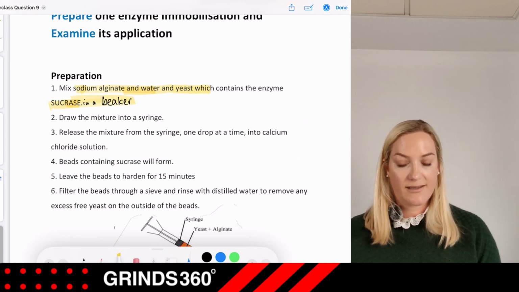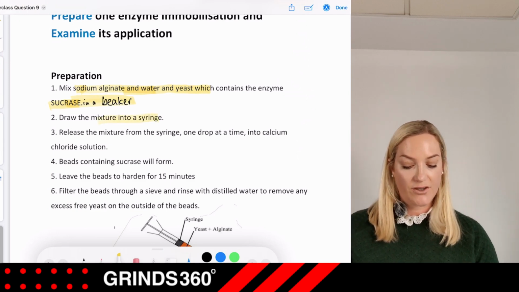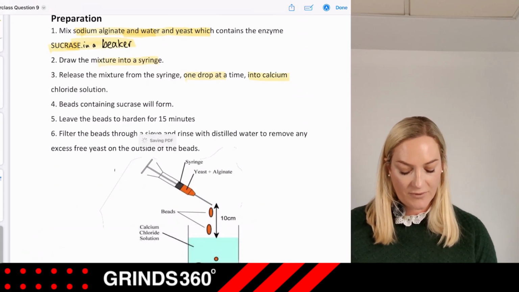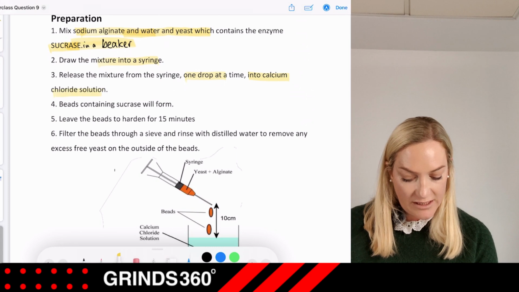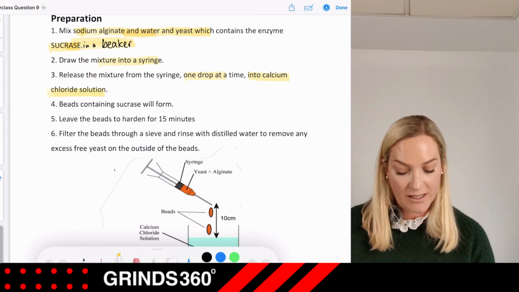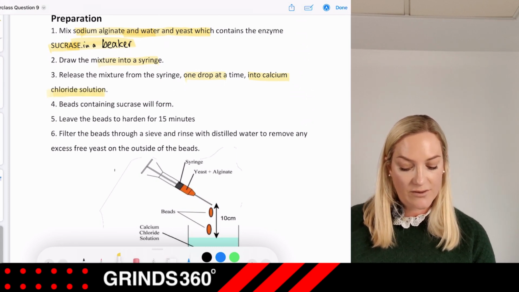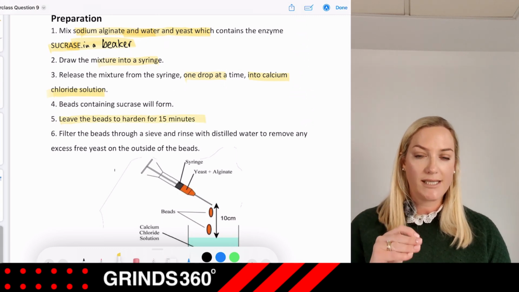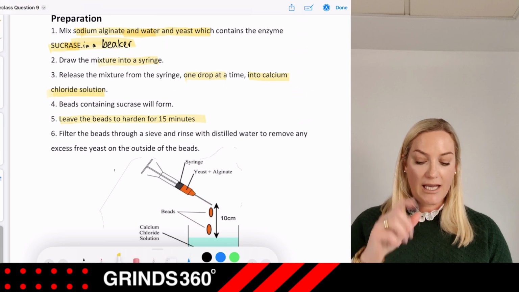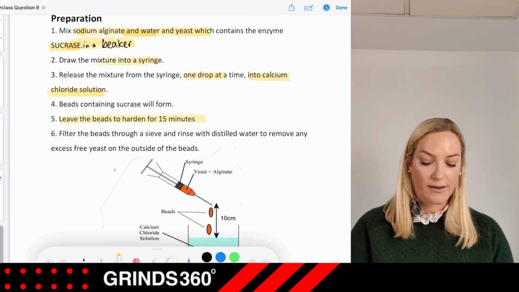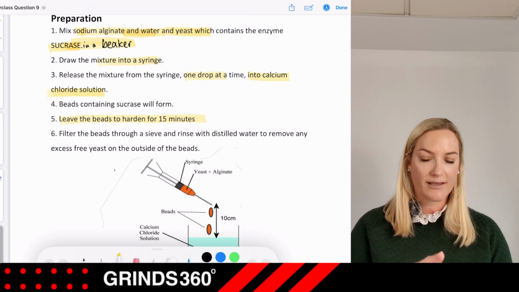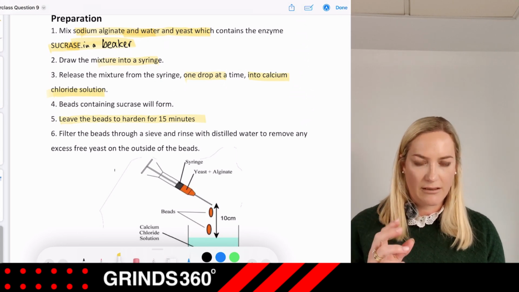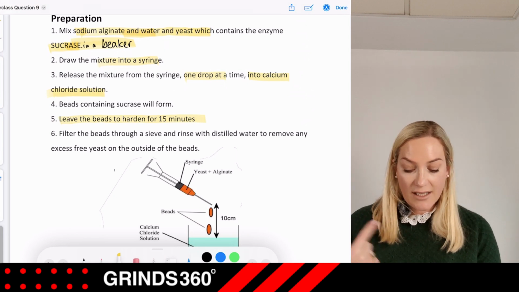So you're going to draw this mixture into your syringe. You're going to release from the syringe 1 drop at a time into a beaker of calcium chloride. And you're going to leave those beads to harden in that calcium chloride solution. So what actually immobilized the enzyme is the sodium alginate with the help of the calcium chloride. Now that was asked a couple of years ago, 2016, 17, and students didn't do well on that. Then we're still not finished this part.